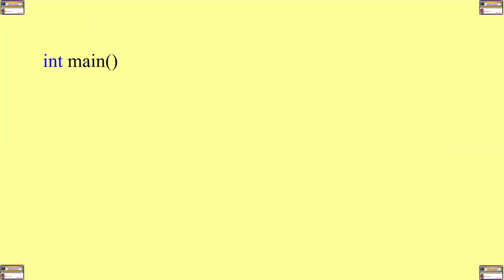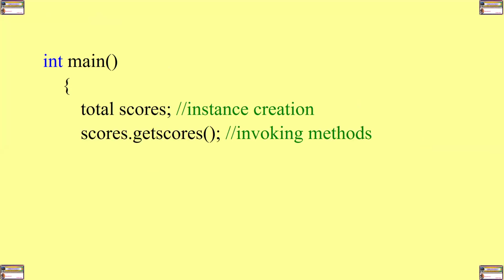From there, we move to the main function. Under the main function, we are declaring an instance of our class, and the instance is called scores. This instance is of type total. Then we invoke our first function. We are invoking the function called getScores through the object called scores.